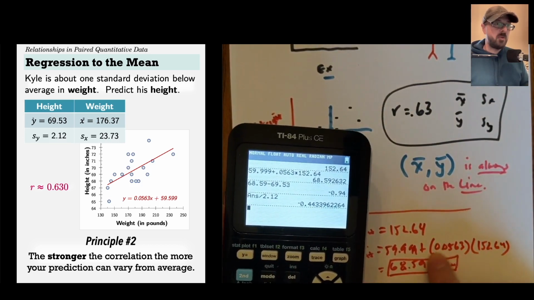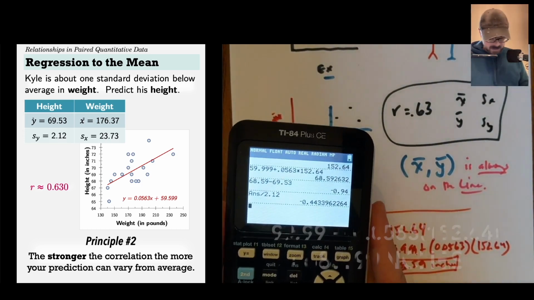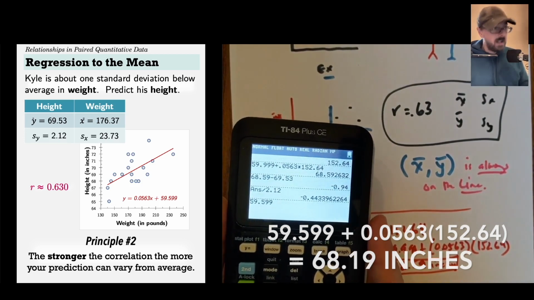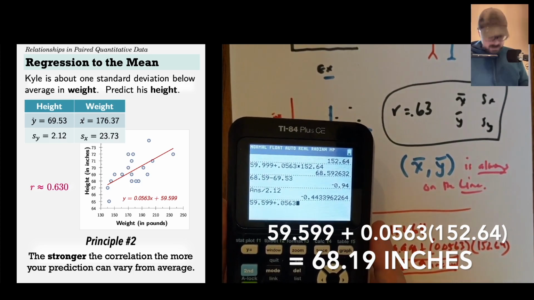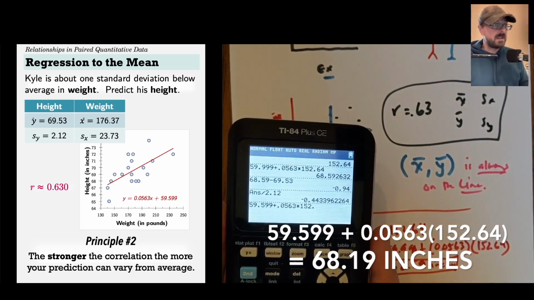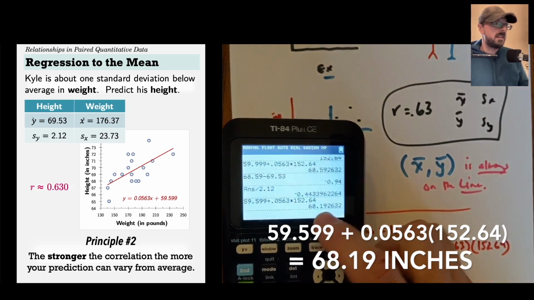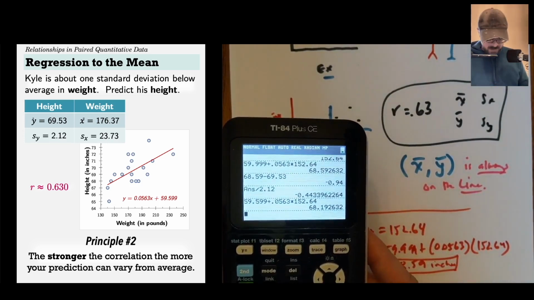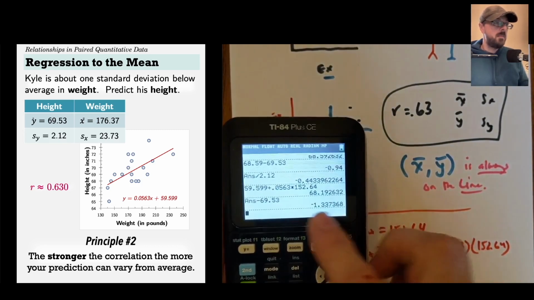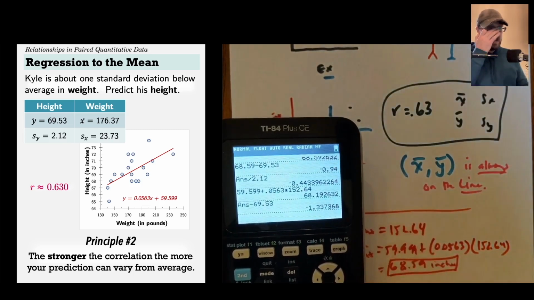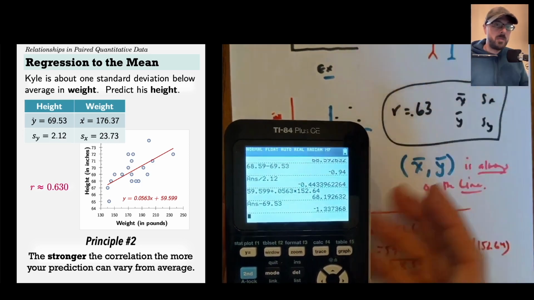It's not 59.999. It's 59.599, silly goose. So it's 59.599 plus 0.0563 times 152.64. So actually we're predicting 68.19, not 68.59. And so how far off is that from average? 69.53. That is 1.337 inches below average, which is not quite a standard deviation. A standard deviation was 2.12 inches.